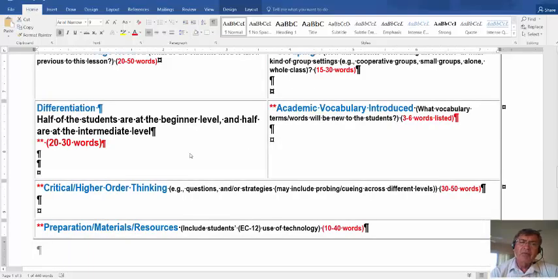Okay, now I'm giving you this information. Half the students are at the beginner level in their English language learning, and half are at the intermediate level. You can look up and see what students at the beginner level are able to do and what students at the intermediate level are able to do. How are you going to work differently with those at the beginner and those at the intermediate? Don't worry about special education.